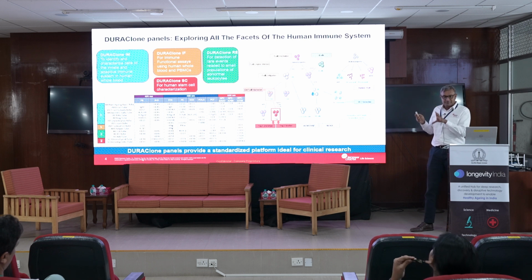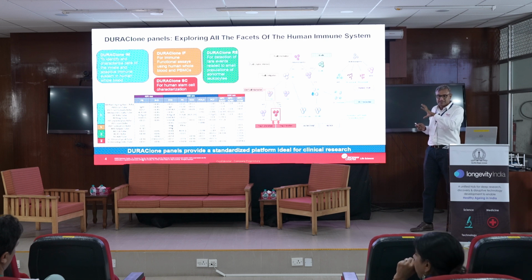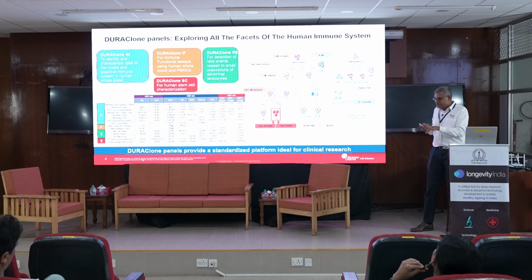What are the different types of subsets of the cells: B cell subsets, T cell subsets, granulocytes, all the basic subsets of the immune system. You can identify them and quantitate them.